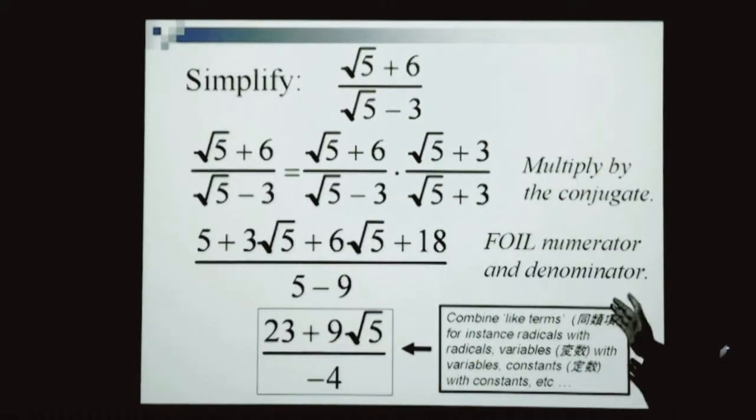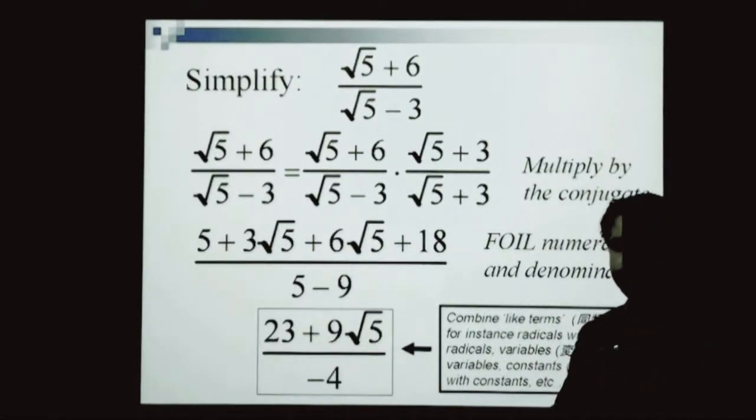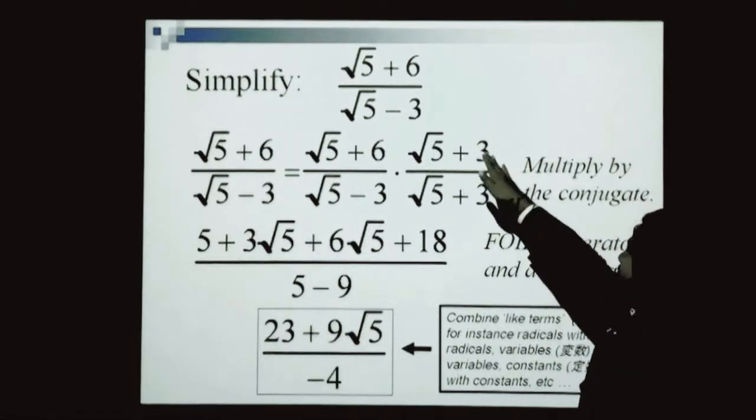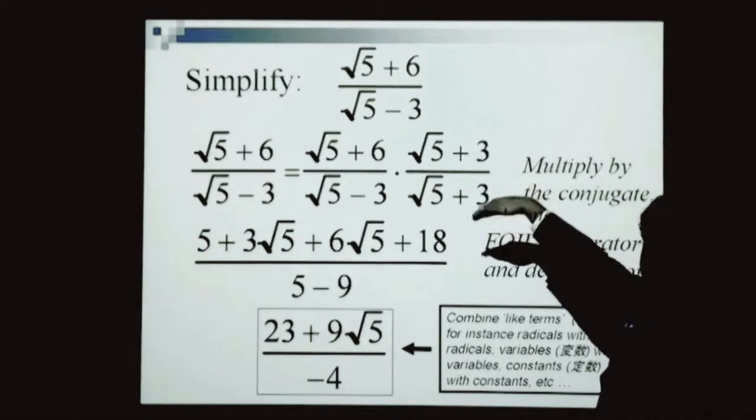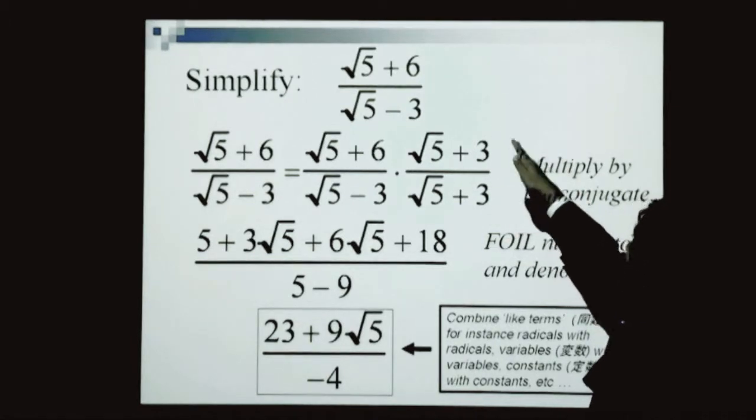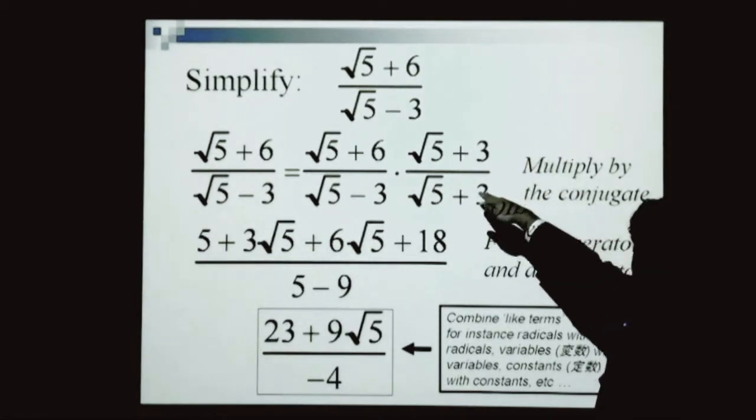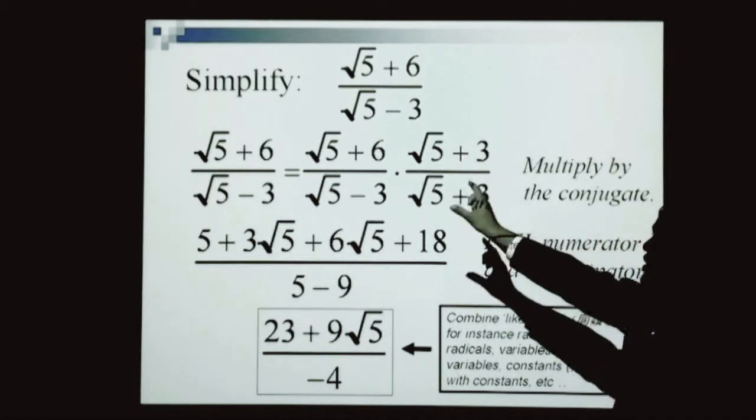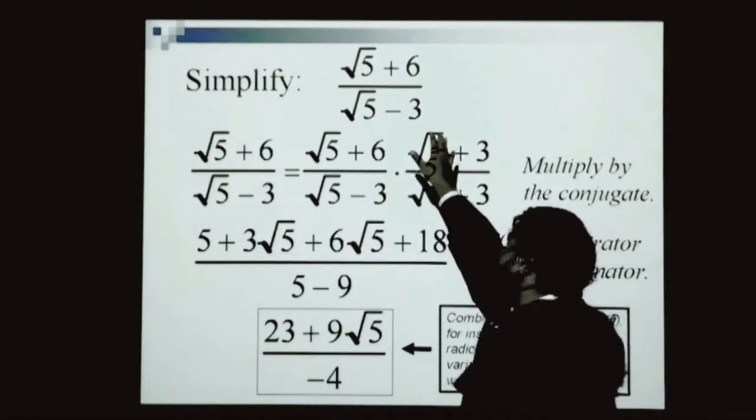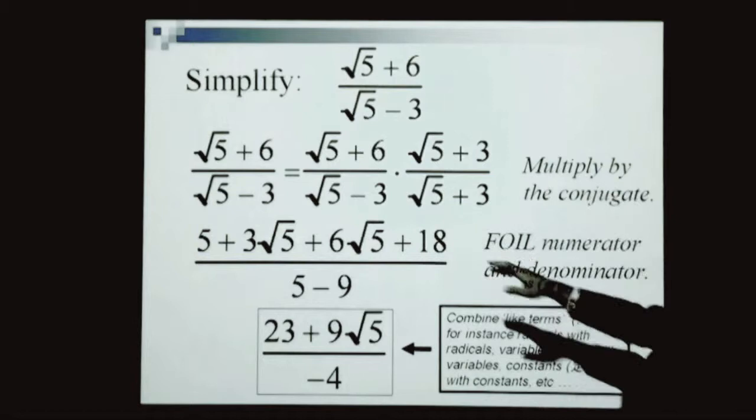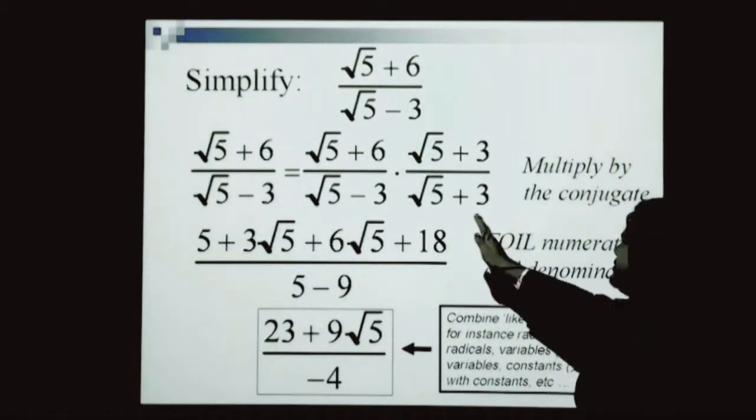Moving on, here's a more complicated example, a much harder example, okay? Notice that we have a binomial on the top, the numerator, and also a binomial on the bottom, the denominator. So our job is to simplify that term.